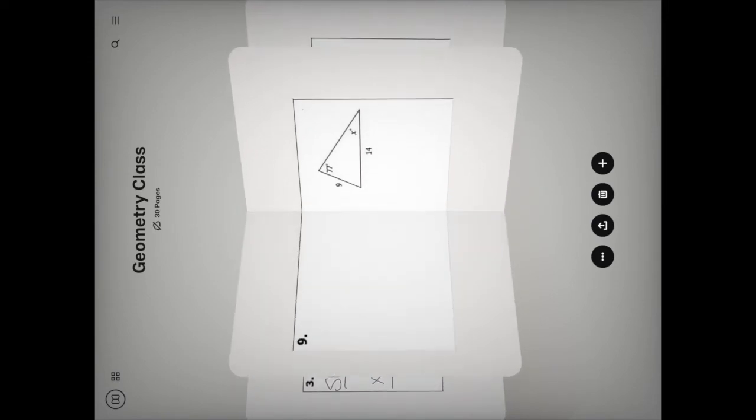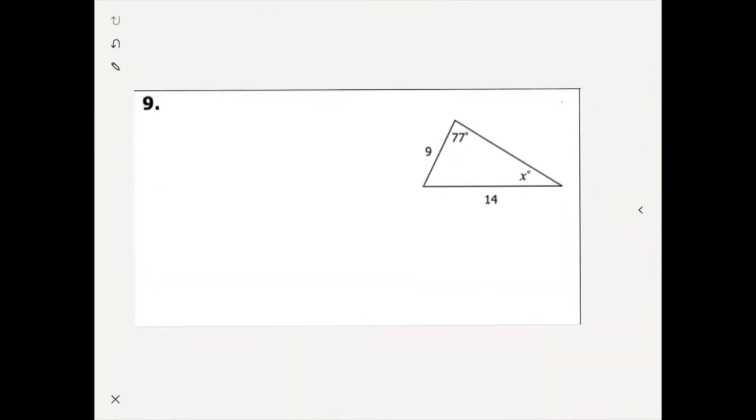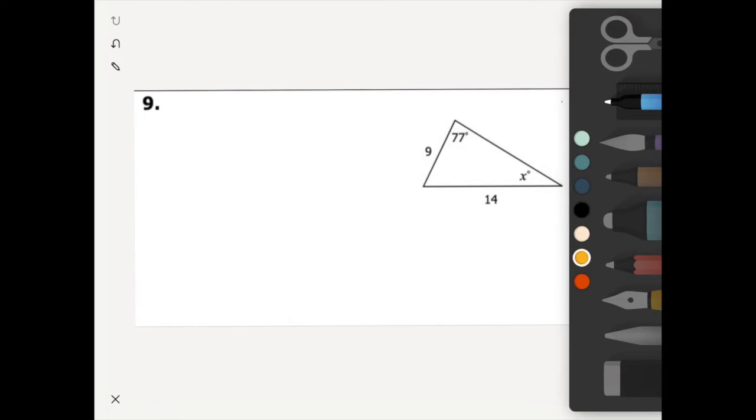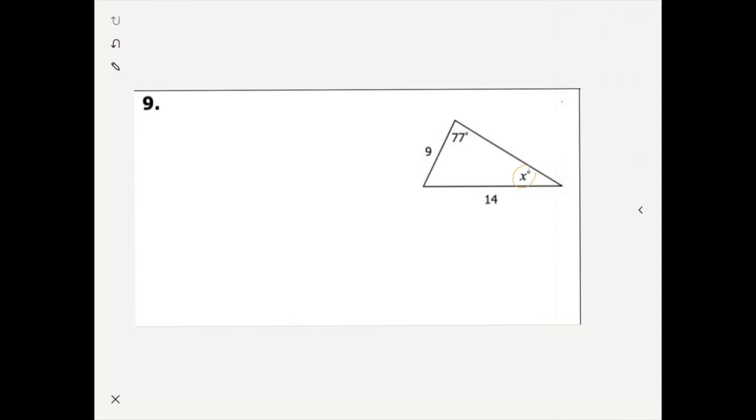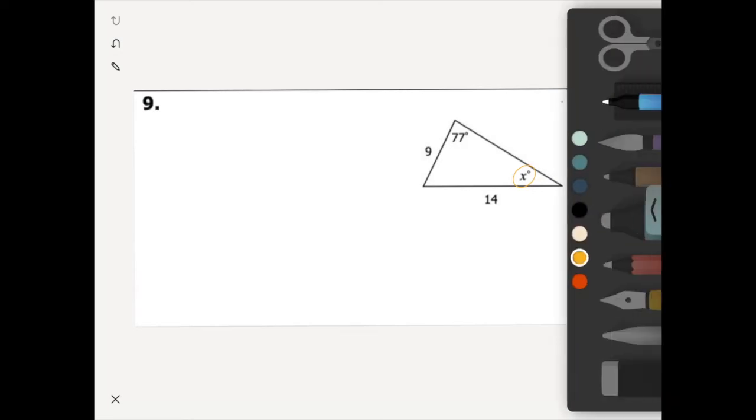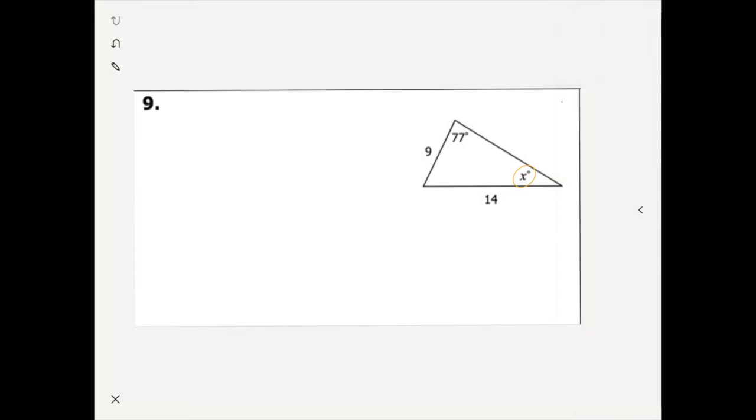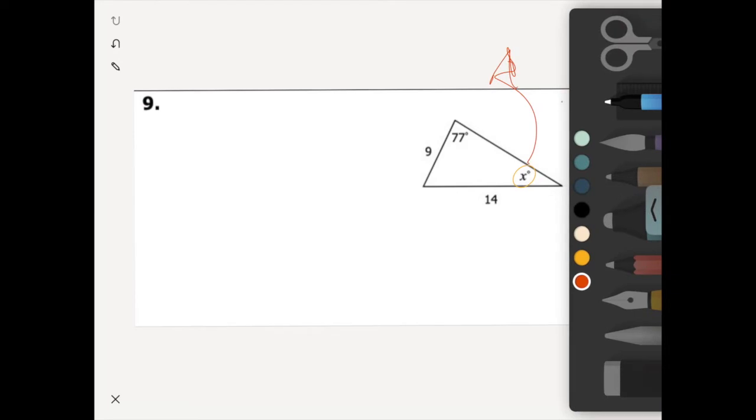Let's look at this next example. So this example is a little different because x is now inside of the triangle, which means that this is an angle that we're solving for, and we're no longer solving for a side. If you recall in the previous videos, we said that when we're solving for an angle, we need to be using inverse trig. So let me just write up here. We're going to be using inverse trig.